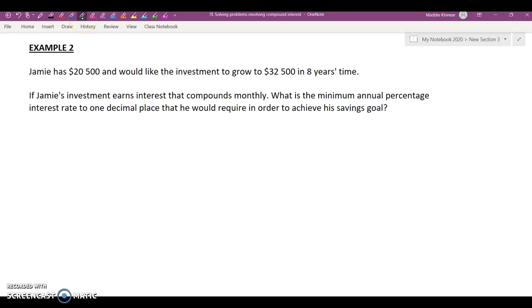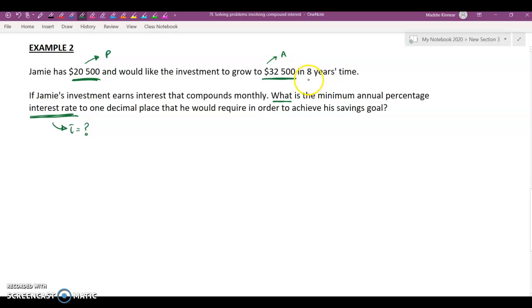So the thing it wants us to find is, because the question starts here, what is the minimum annual percentage interest rate? So this is what we're trying to find, the interest rate, which is our I value. I is now the unknown. That is what we don't know. It's what we are trying to find. So let's think about what information we do have. We have Jamie has this much money, so that must be his principal. We know he wants to grow this to this amount, so that must be his final amount.